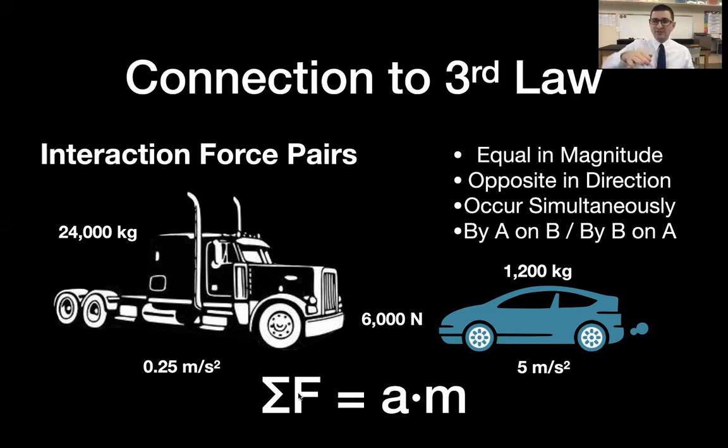We can think about our inverse graph, where the more mass it had, we saw that the acceleration got smaller and smaller and smaller. So we can actually use Newton's second law, the FAM law, to explain what's happening with Newton's third law: how these two forces can be equal, but then we see such different responses from the truck versus the car.